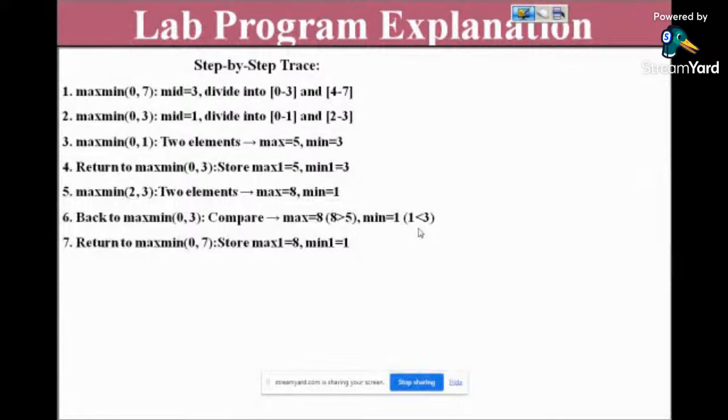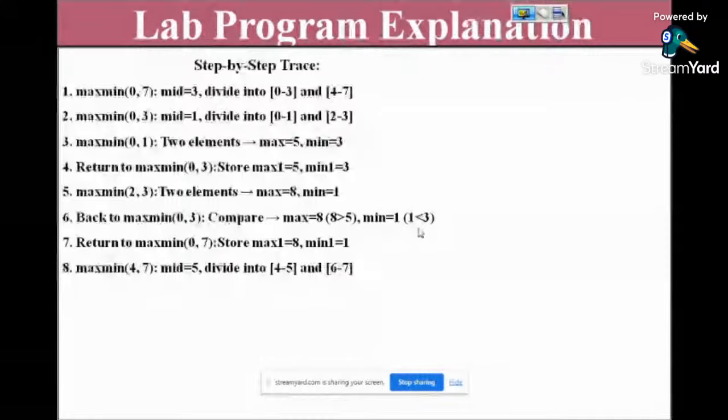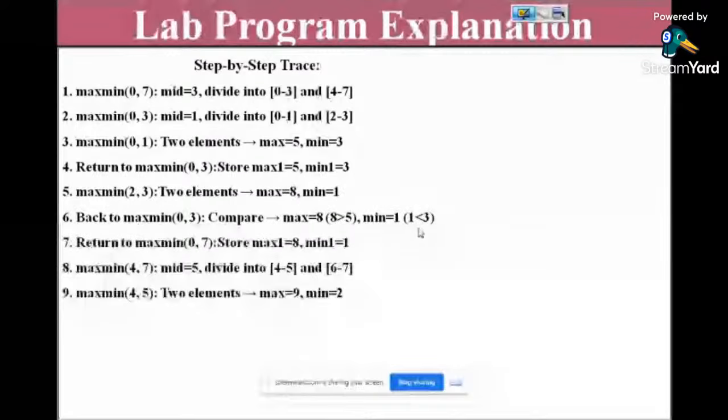Now go back to the right part, that is 4 to 7. Max min of 4 comma 7. So again it is a complex problem. Now divide this right part array into 2 parts: left part array 4 to 5, right part array 6 to 7. Now go back to the left part, that is 4 to 5. Max min of 4 comma 5, it reaches the position where 2 elements are there. So you can easily compare: max is equal to 9, min is equal to 2.